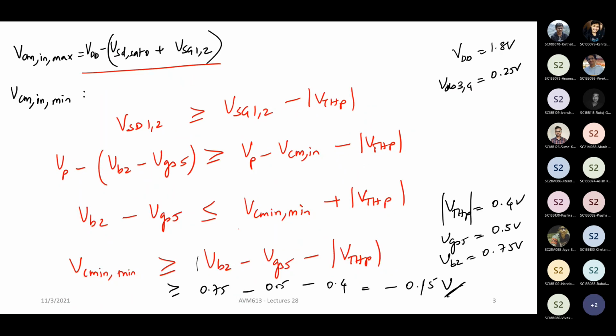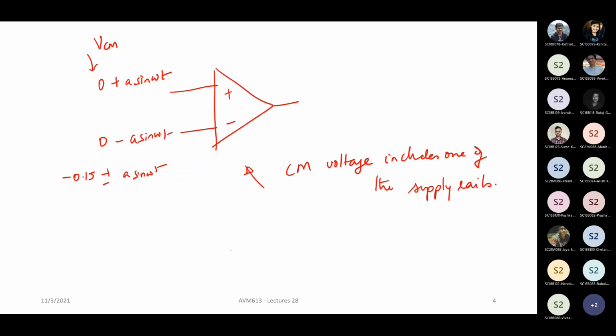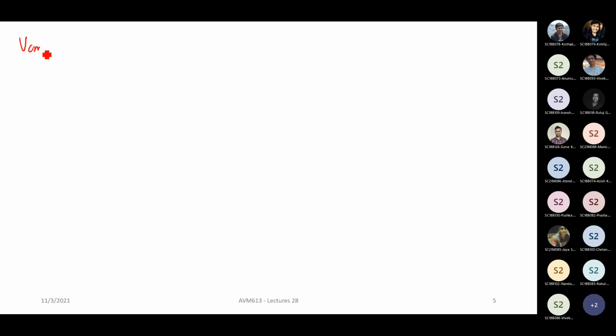In other words, we have solved the problem of the limited input common mode voltage range in a telescopic cascode by using a folded cascode. If you just put some numbers here, let's say VCM in max is VDD minus VD sat 0 minus VSG 1, 2. So let us say the same VSG: this is 1.8 volt minus, let's say, 0.25 volt as VD sat, and let's say 0.5 volt as this one. So you have 1 minus 0.75.